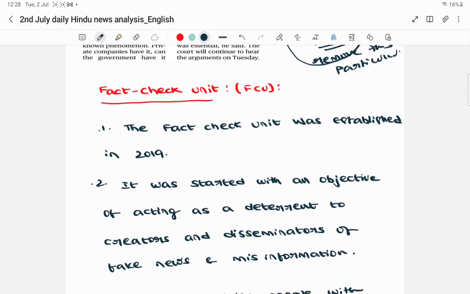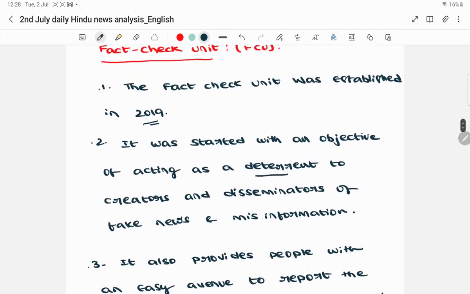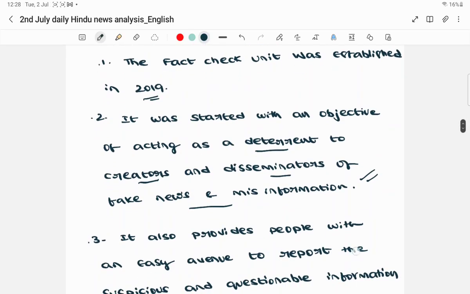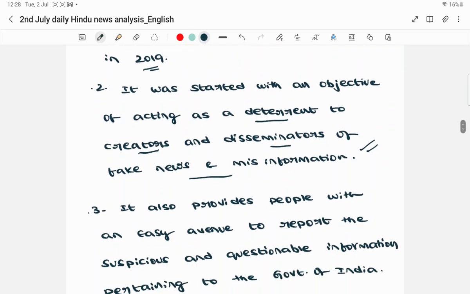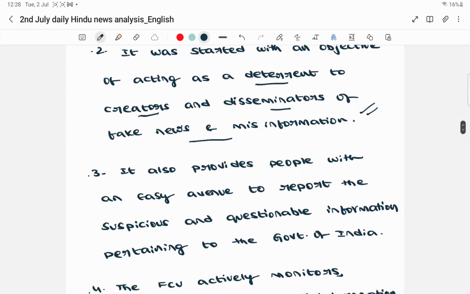The fact check unit was established in the year 2019. It was started with an objective to act as a deterrent to creators and disseminators of fake news and misinformation. Whoever is passing on misinformation or spreading fake news, this fact check unit will check the facts and label it as fake if it is found to be misleading or fake news. Then as per the IT rules, immediately the IT intermediaries, if this content is hosted on their platforms, have to take it out from their platforms.